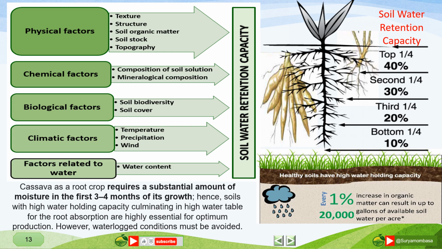However, waterlogged conditions must be avoided. Hence planting in the rainy season is desirable, or availability of water for irrigation for their initial growth.